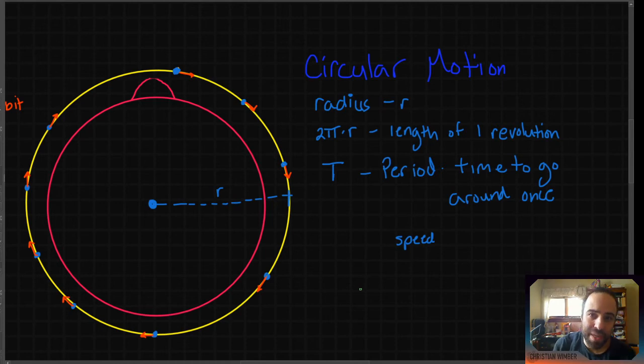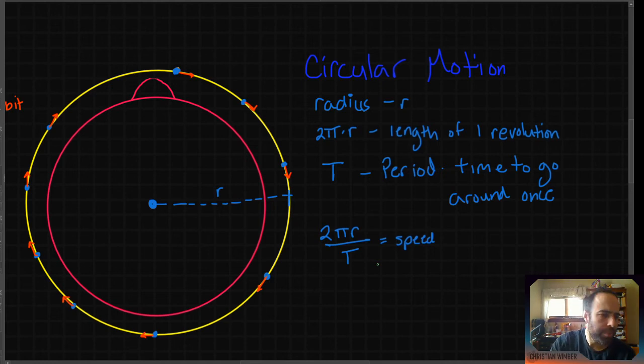So the speed will be just the total distance traveled divided by the amount of time it takes for you to go around. Now, depending on the context, you could call this the orbital speed, the radial speed. We'll just call this the speed for right now. So the total distance traveled, which is 2 pi r, divided by the amount of time it takes to go around, the period T.